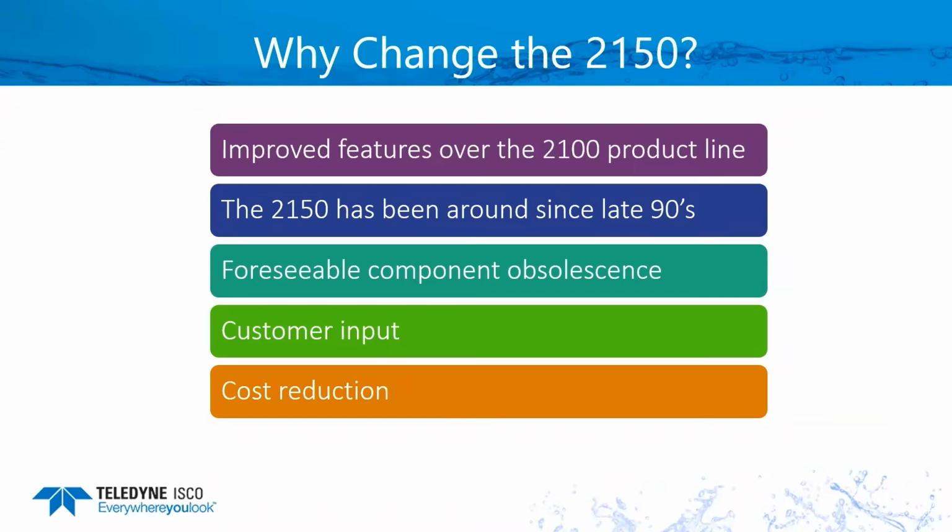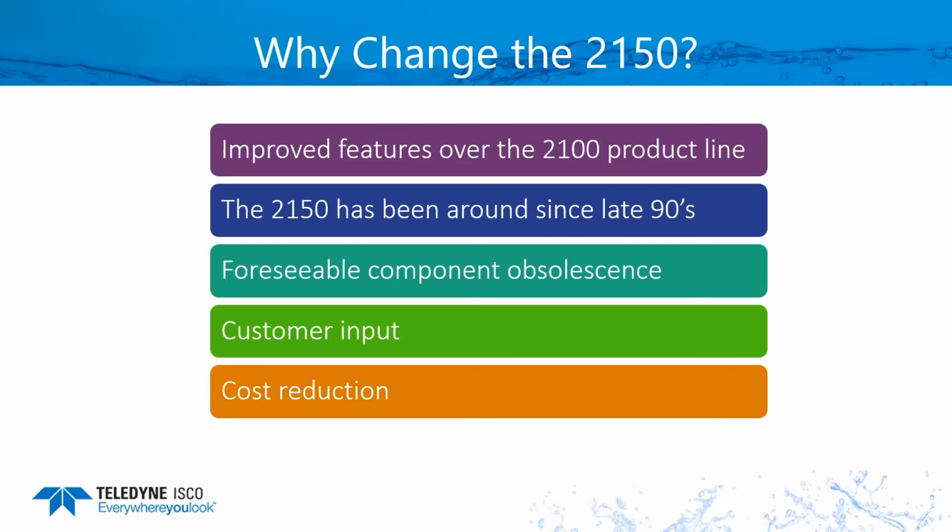So we'll talk about that in a little more detail. All right, so why change the beloved 2150? There are several thousands of 2150s in the industry, and they're, again, the workhorse out there. People love them, but we knew we had to make some changes. So what we looked at is what would be some of the features over the 2100 series product line that we could add to DuraTracker. So we looked at those. The 2150 has been around since the late 90s. So it's been around for quite a while.